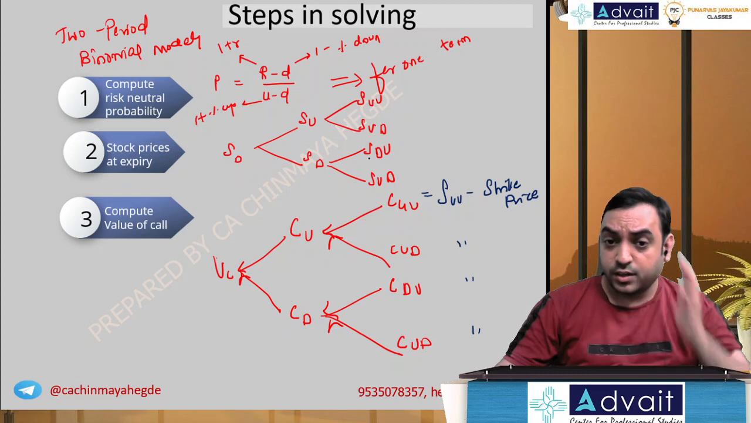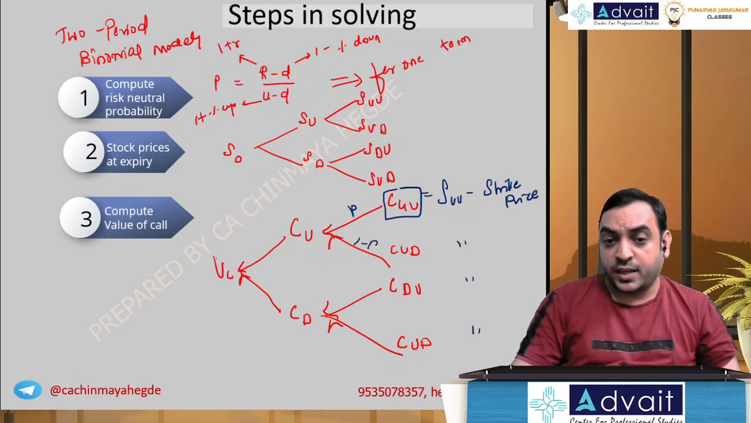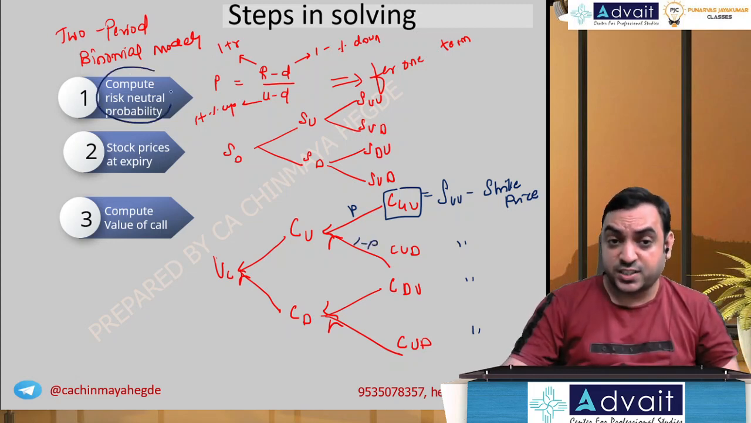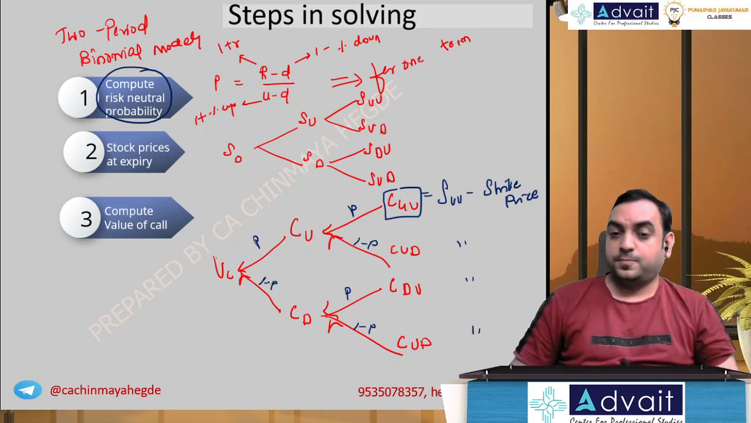Now this number I'm going to multiply by probability. Probability of going up is P. Probability of coming down is 1 minus P. How do you calculate probability? In the first step, this also, probability of going up is P. Coming down is 1 minus P. Going up is P. Coming down is 1 minus P.